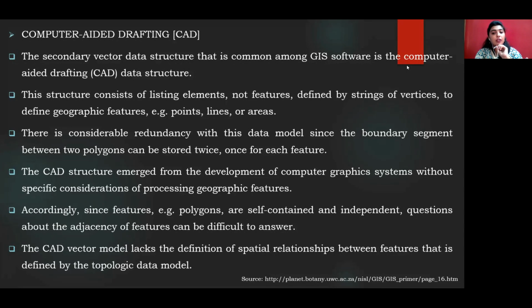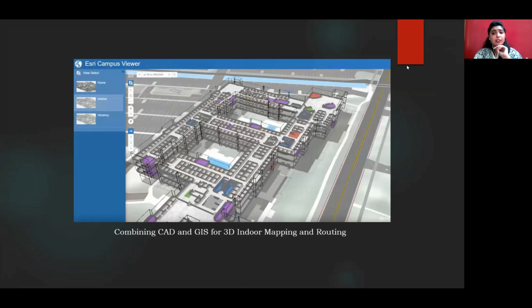The CAD vector model lacks the definition of spatial relationships between features that is defined by the topologic data model. A very important point for CAD is it lacks the definition of the spatial relationship of features, which is there in the topologic data model. CAD has recently been collaborated with GIS software. Majorly it was the topologic data model that was being used.